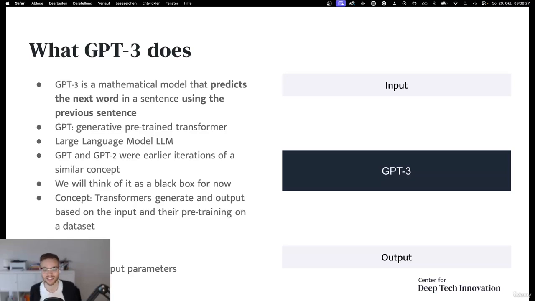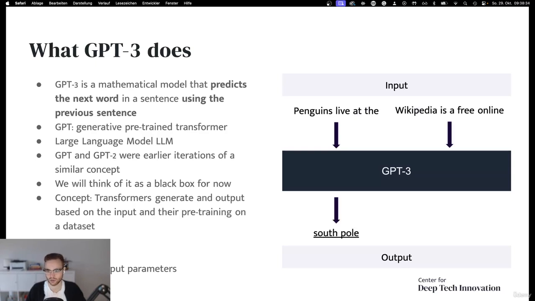And that is basically all that GPT-3 and GPT-4 are doing, and all of the GPTs are doing. They take inputs, produce outputs. How do we get from predicting words to predicting sentences? Well, the cool penguins live at the, then you predict south, then you take the cool penguins live at the south, and you predict pole. So you iterate over it until you have a whole sentence, a whole paragraph, a whole book, if you want to. And that's all that this model does.